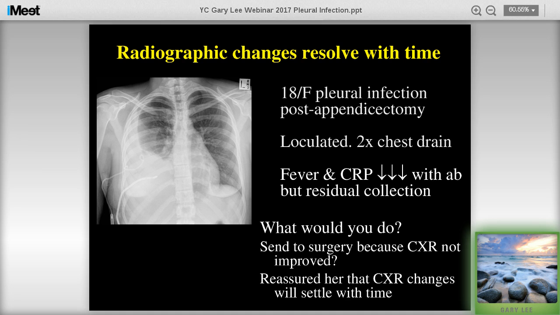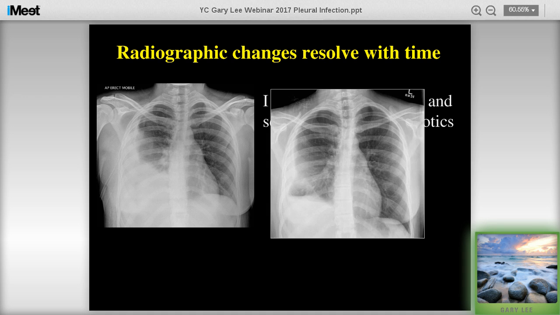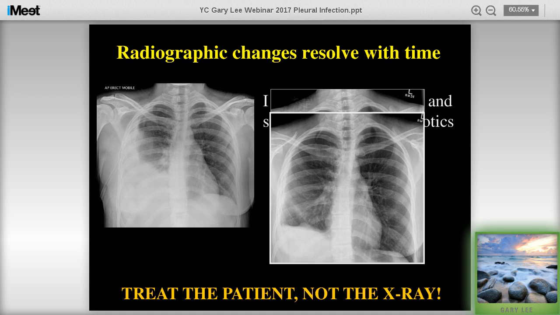And again, if you ask yourself the same question, should we send her to surgery because the X-ray just looks like there's a very nasty collection, or should we just apply the same principle as we did for the last pneumonia case to just reassure her that the X-ray changes will settle with time because her sepsis is well controlled? And that's exactly what I did. And I took out all the chest drains at the protest of the surgeons and sent her home on antibiotics. And this is 1 week later, 3 weeks later, and then the subsequent X-rays were normal.